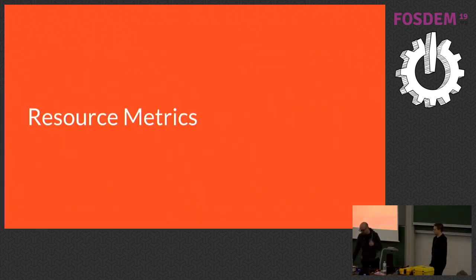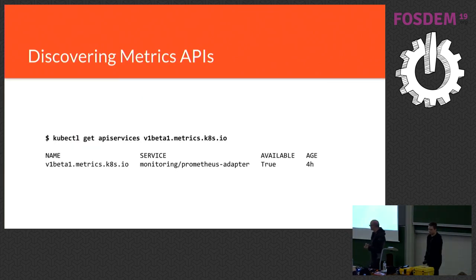So resource metrics, the first API of those three. How do we actually first find out if our cluster is able to support that? There is an API services object inside Kubernetes which you can query. And if you run kubectl get apiservices metrics.k8s.io, it will tell you if the thing is available or not. And the thing becomes available if you deploy the Prometheus adapter and register it as a so-called API service.